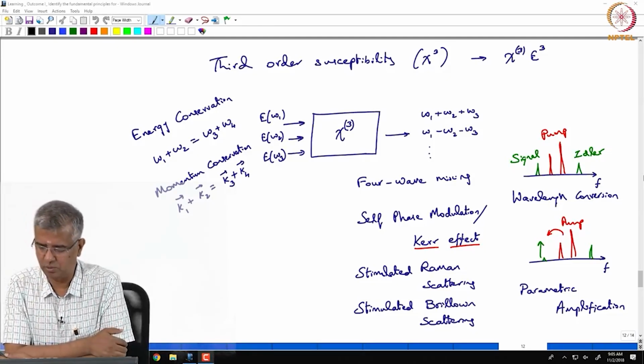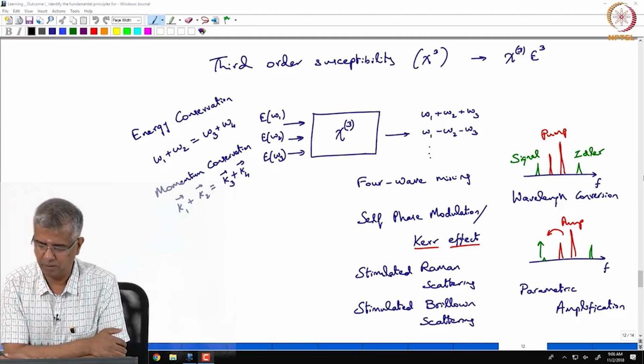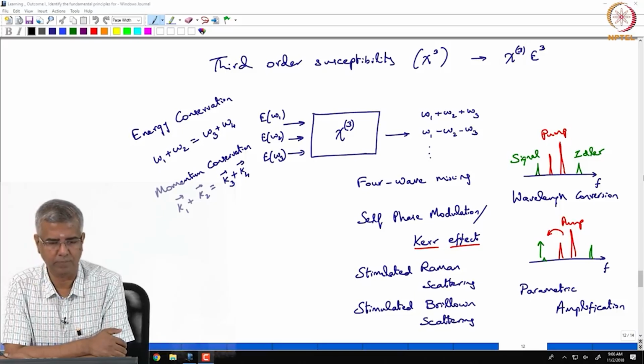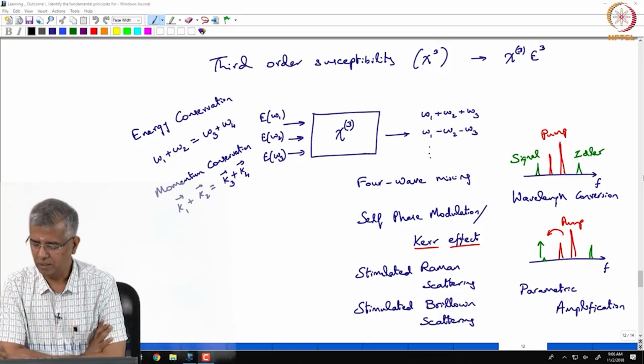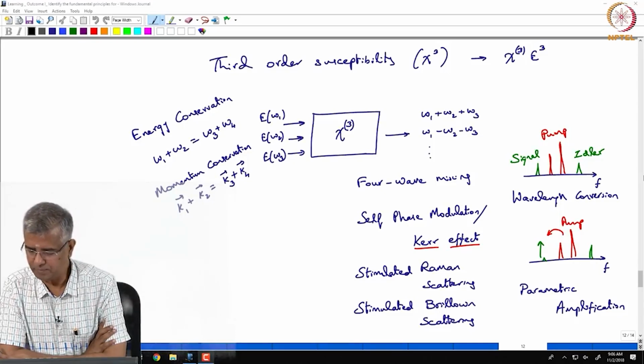There's one question as to, when do we see chi2 related effects and when do we see chi3 related effects? Can both of those happen in the same medium? Yes, it can. Everything depends on the relative values of chi2 and chi3, but we don't have any control on the response itself. That is the medium property. The only thing that we can provide is the electric field, the excitation, right?